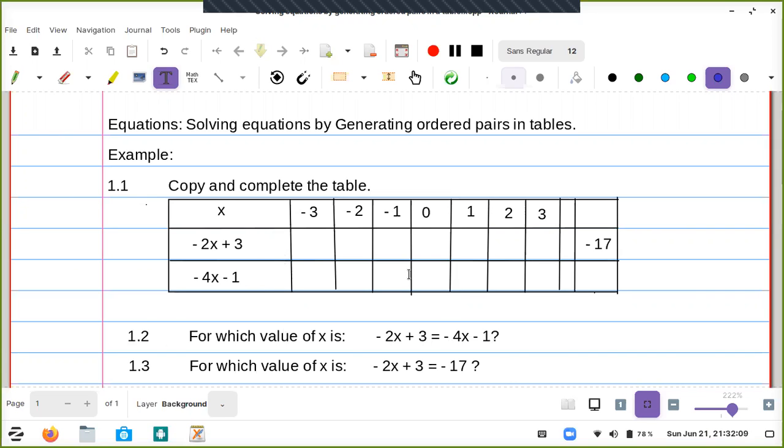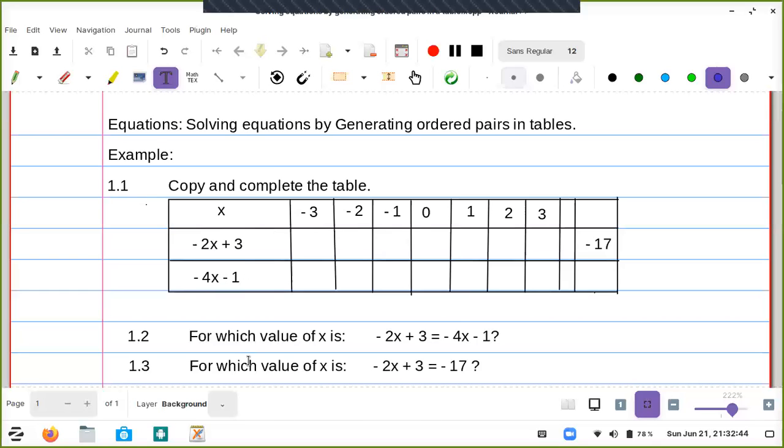We are going to make use of this table so that we find out the value of x that will give us a value which is equal: if we use the expression -2x plus 3, that value is equal to -4x minus 1. So we are going to find that value of x, which gives us exactly the same value from this expression and from this expression. That's the first question.